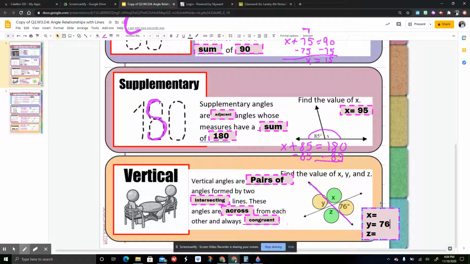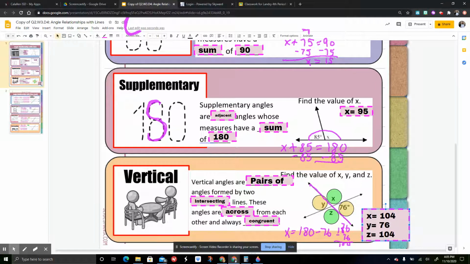So to find x, all I have to do is 180 minus 76. And so if I do 180 minus 76, I would have to regroup. So 10 minus 6 is 4, 7 minus 7 is 0, and then 1 minus nothing is 1. So angle x is 104. That also means, since they are congruent, x and z, that angle z must also be 104 degrees.